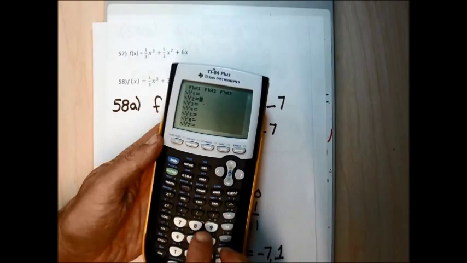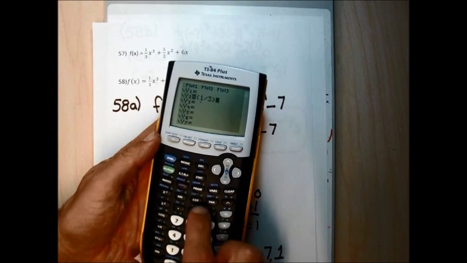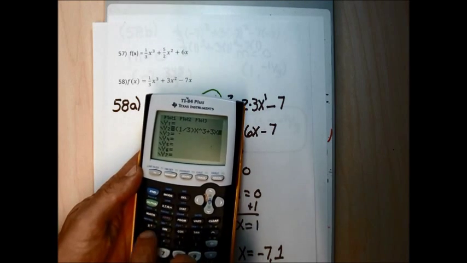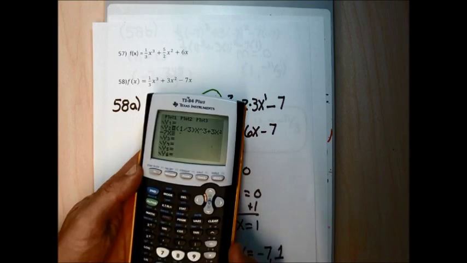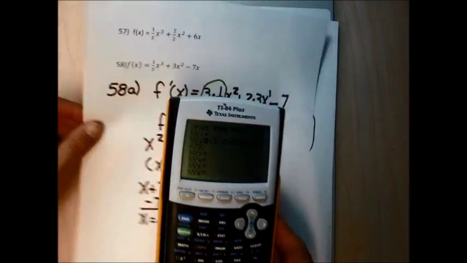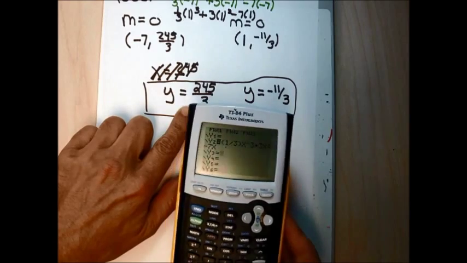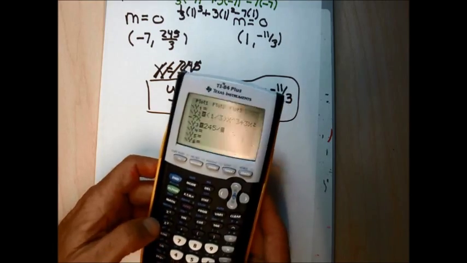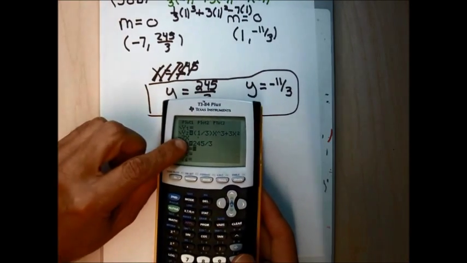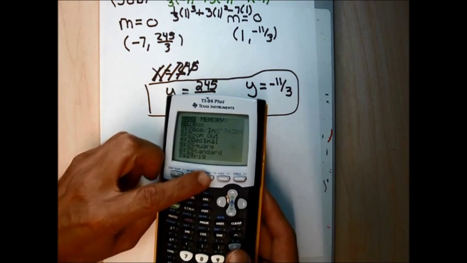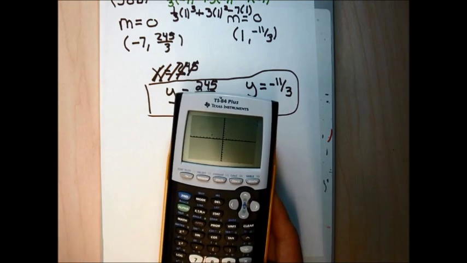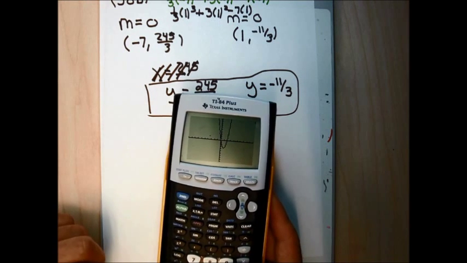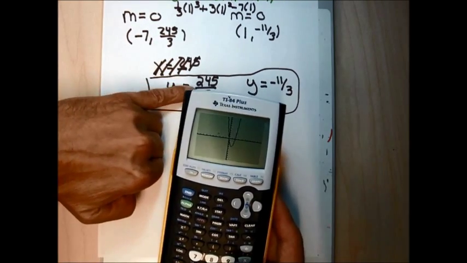So in my y1, I do 1 divided by 3 x up arrow cubed plus 3x squared minus 7x. And I'm going to try to show you each one of these separately. The first one I want to show you is y equals 245 over 3, which was like 80 something. If I just hit zoom standard on my calculator, I'm not going to see that tangent line, because in zoom standard the y's only go between -10 and 10, and that's around 80 something.